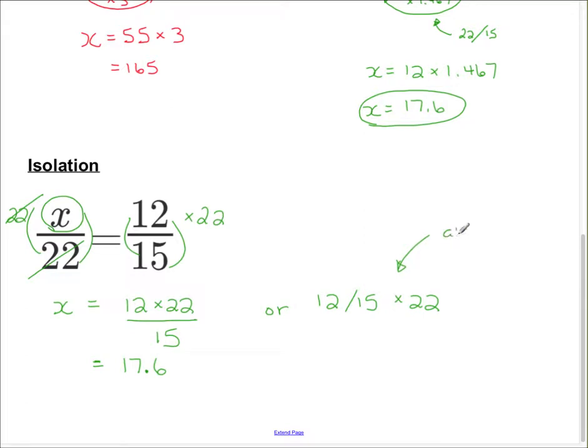This is an alternate way to put in your calculator.